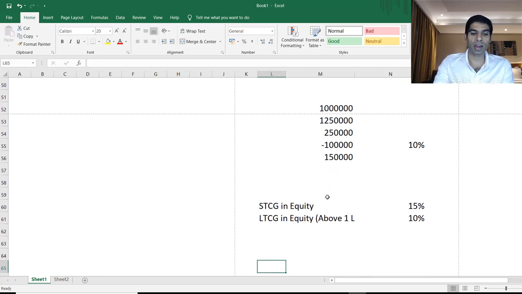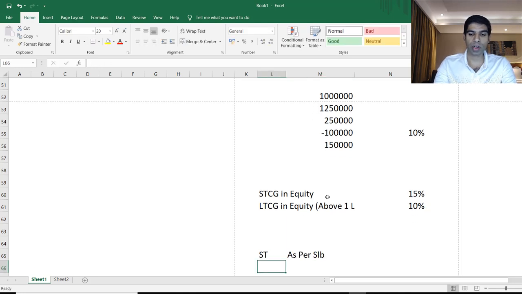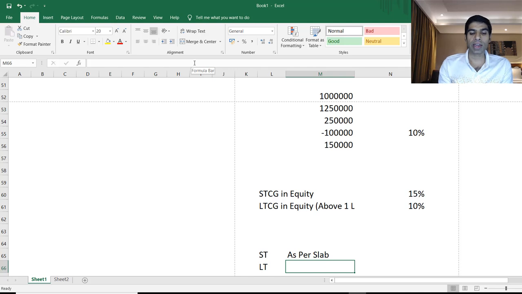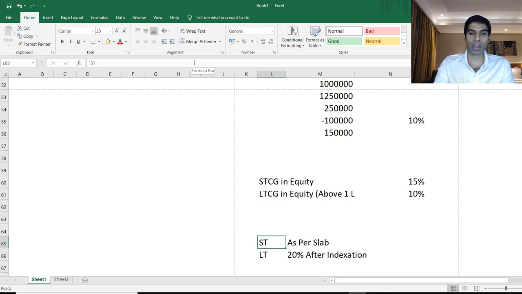And for debt, short-term gain in debt gets added to your income and taxed as per slab, whatever slab that you're in. And if it's a long-term capital gain, that means you have stayed invested for more than 3 years, then you'll get the indexation benefit. So 20% tax after indexation, right? So this would reduce your tax quite a bit, right? So this is how it's calculated.